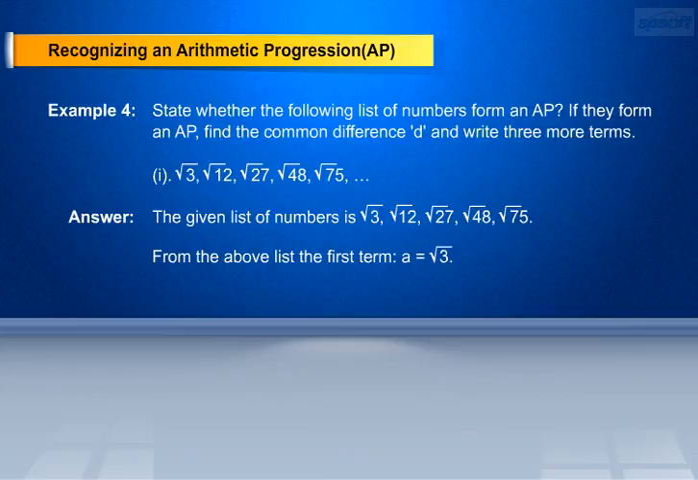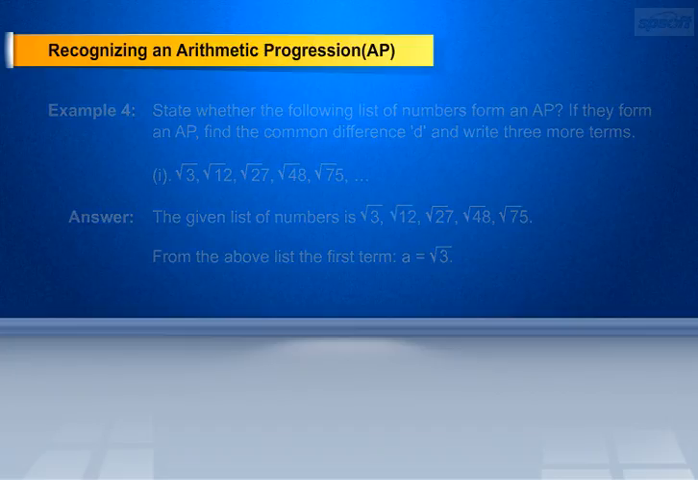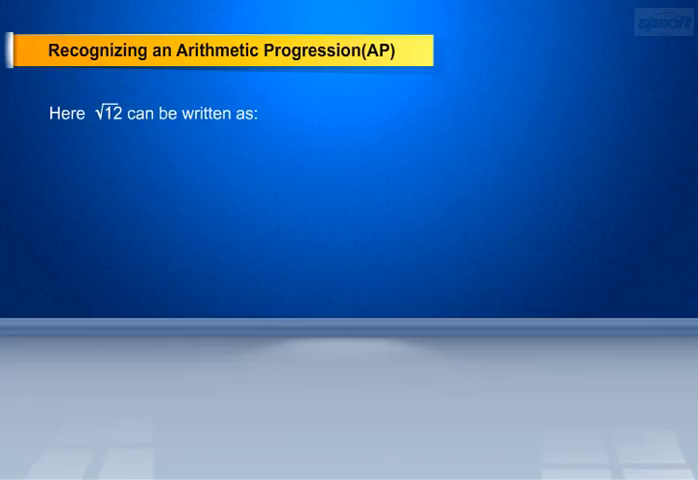From the above list, the first term a equals root 3. As we need to express each number in the list in terms of the first number, we are rewriting root 12 in terms of root 3 as root 12 equals root 4 into 3 equals root 4 into root 3 equals 2 root 3, since root 4 equals 2.